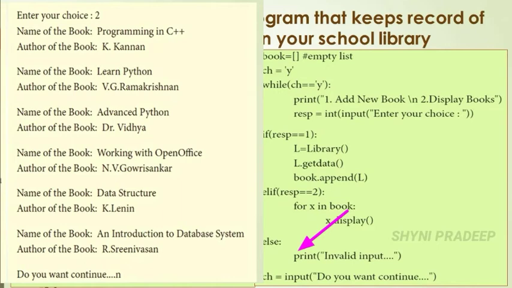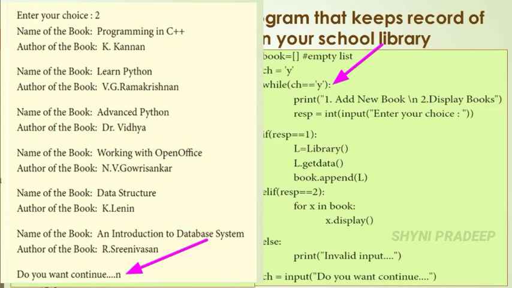Okay. After executing this condition, this statement will be executed. Ch is equal to input, do you want to continue? What is the value of ch? Y. Y means yes. If you want to continue, you have to press Y from the keyboard. If you press Y, then your execution starts again from here. Ch is equal to Y, so again do the same procedure.